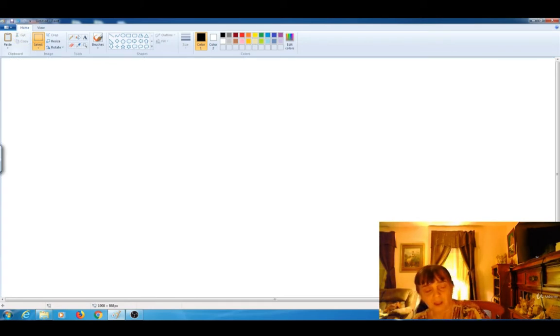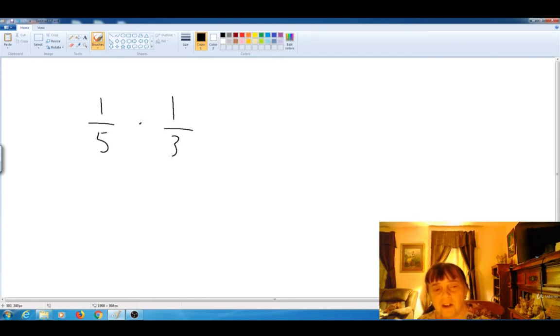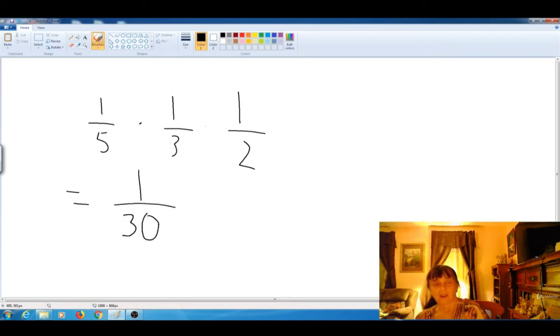Okay, and now, let's say we want to multiply another fraction. 1/5 times 1/3 times 1/2. Okay, 1 times 1 times 1 is 1. 5 times 3 is 15, times 2 is 30. 1/30.